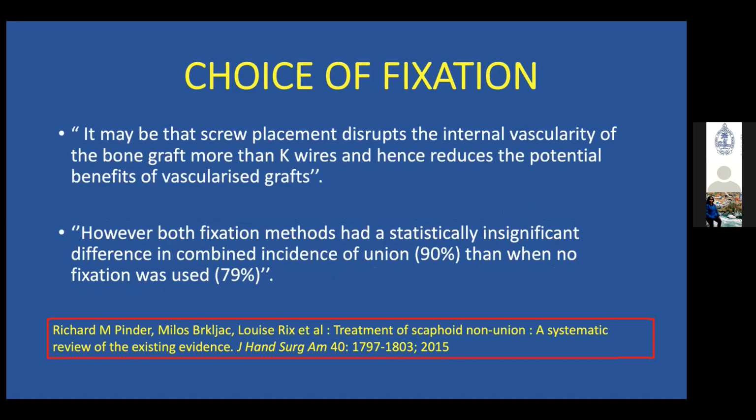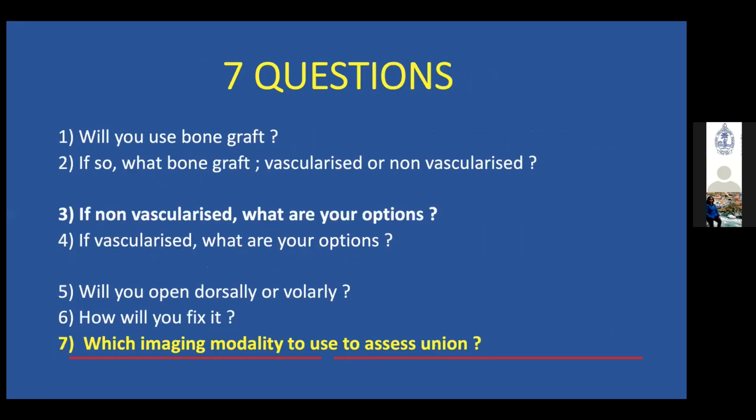There are also thoughts that the screw can disrupt the internal vascularity of the bone graft more than K-wires, and hence reduces the potential benefits of the vascular graft. So when people use a vascular graft, most of them use the K-wire, not a screw. So the next is, which imaging modality can we use to assess the union?